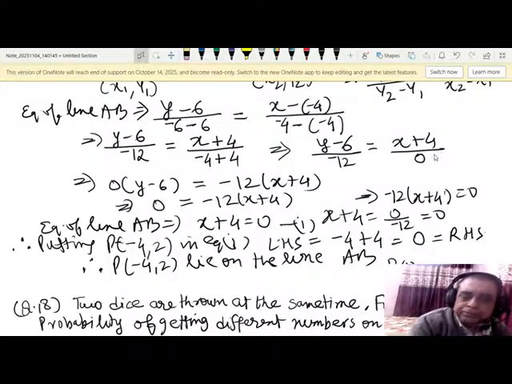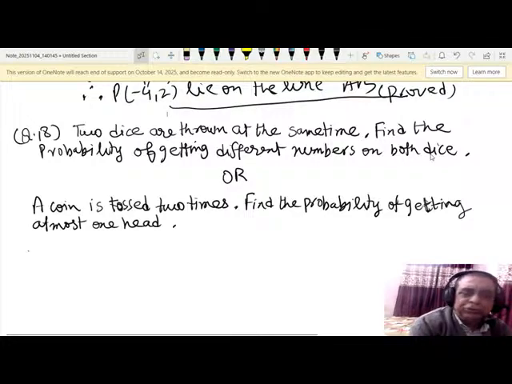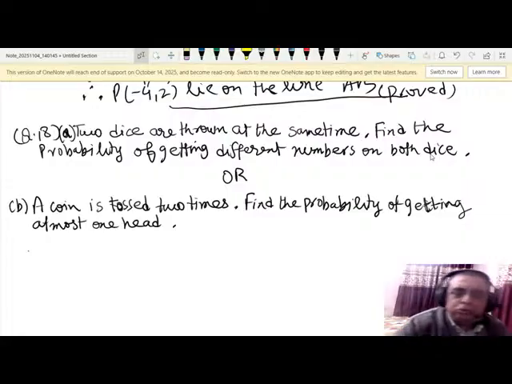We have proved it. Now we are going to the last question of this section, B. Here there are two questions, as choices. Either you do the above question or the lower question, either any one, not both. But we will do both of these questions here. I am calling the question on the top A and the question written in the lower part B. We will do both here.